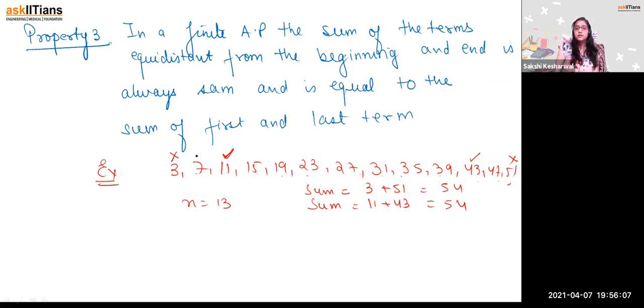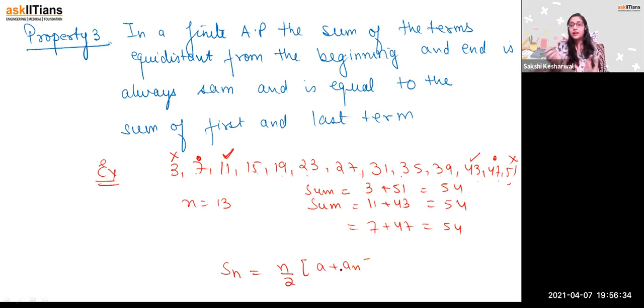Now the second term from the first and the second last term from the last are 7 plus 47, which is again 54, or not? Yes. So as you remember the formula, a plus an is equal to the same value. Now, remember we have learned that the sum Sn is equal to n by 2 times a plus an.